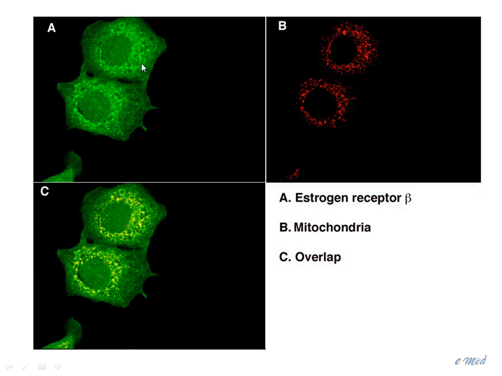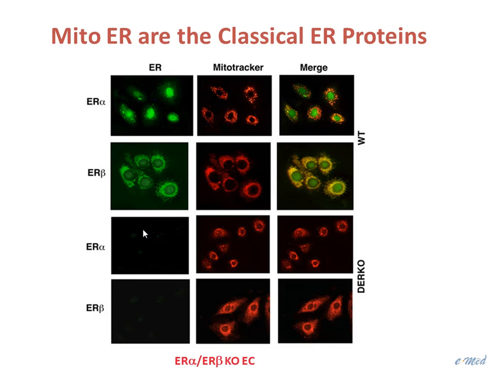And here you can see ER beta staining is all perinuclear. You don't see it at the membrane, you don't see it in the nucleus. It lines up beautifully with the MitoTracker dye, and the majority of it is here. What is it doing there? Well, first of all, what is the origin of that? Is this the mitochondrial receptor, the bona fide classical ER alpha and ER beta?